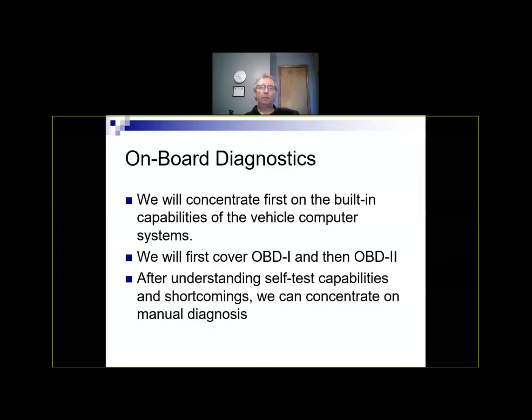So early on, this bottom point here, we're going to understand self-test capabilities and shortcomings. We can concentrate on manual diagnosis. So what are the capabilities? What are the shortcomings? The shortcomings are getting fewer and fewer as the years go on. It was very easy to fool the vehicle onboard diagnostics years ago, and not necessarily intentionally, but here's an example. You get a little bit low on coolant in the old days. You'll get a code for the engine coolant temperature sensor. That seems to be pointing at the sensor or the sensor wiring. In reality, there was nothing wrong with the sensor or the computer system. This was a basic mechanical problem. You have a coolant leak.